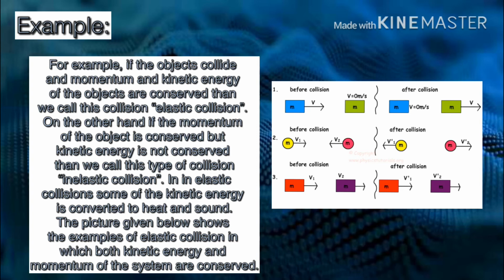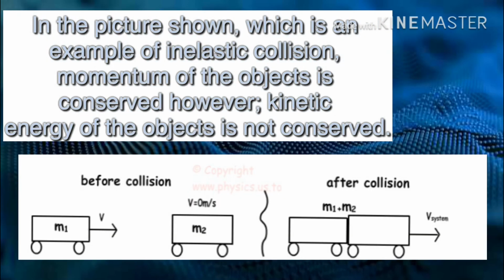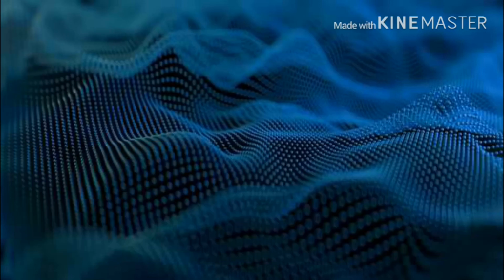The picture given shows an example of an elastic collision in which both kinetic energy and momentum of the system are conserved. In the picture shown, which is an example of an inelastic collision, momentum of the objects is conserved. However, kinetic energy of the objects is not conserved.